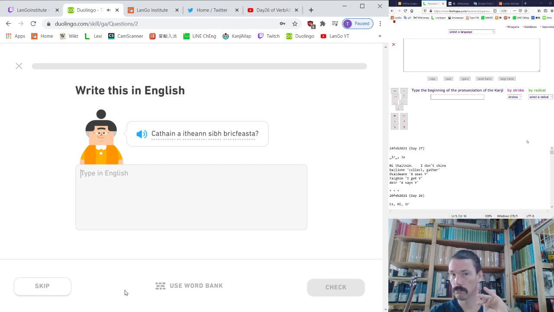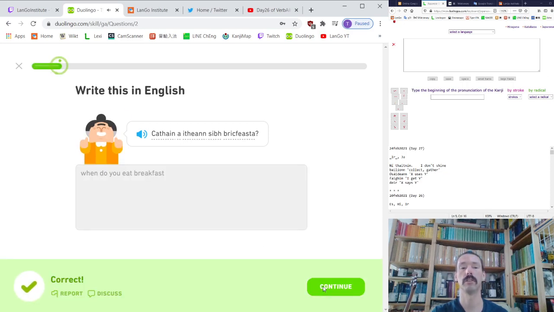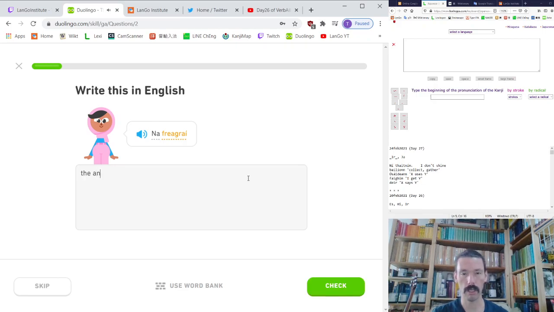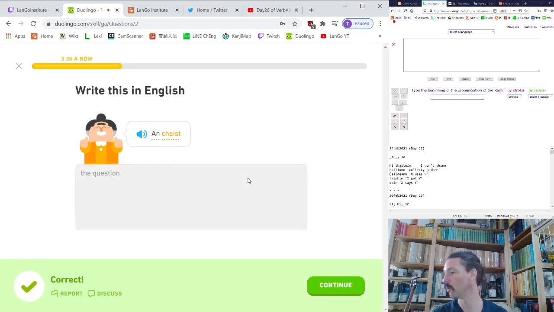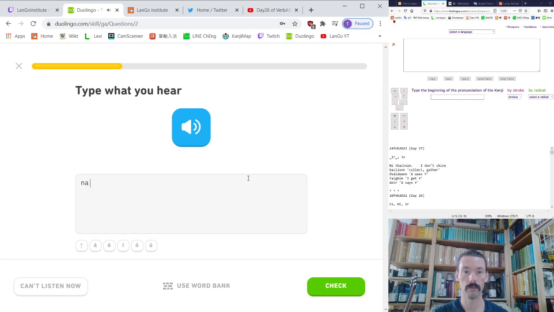Cathain a itheann sibh bricfeasta? When you eat breakfast, or yeah, when. Cathain. When. Sibh means you. When do you eat breakfast? Cathain a itheann sibh bricfeasta? Na freagraí. Freagra means the answer. An cheist. Ceist, the question. This looks like a loan from Latin. Same source as our word question. Na freagraí. It's the answers.